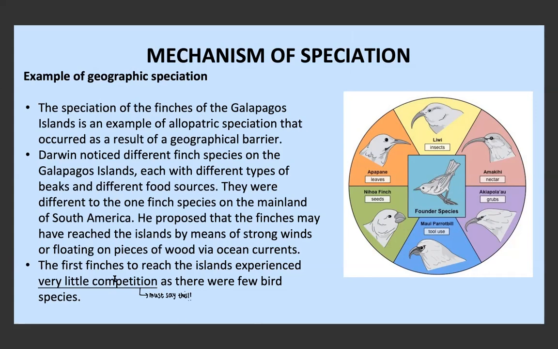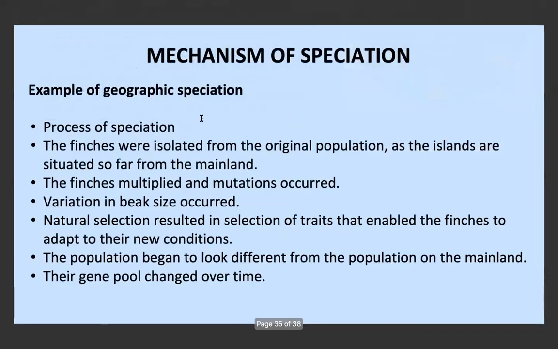and this point of little competition is quite an important point to include in your answers, because it relates to the fact that there's very few ecological niches. So the species can adapt and have evolved beneficial traits without competing for the same resources as species that are already on the island. So the speciation occurred where the finches were isolated from the original population, obviously because the islands are very separate from the mainland, and they were also isolated from each other on the different islands.